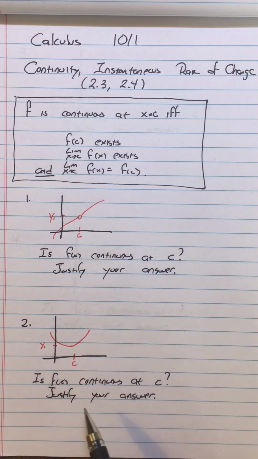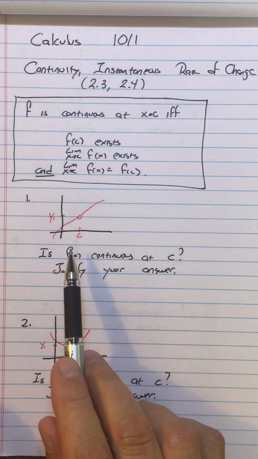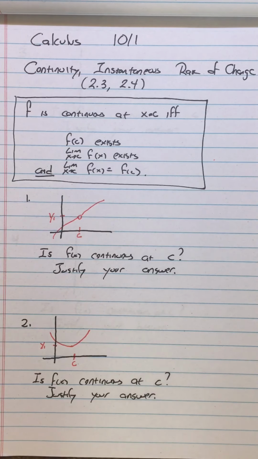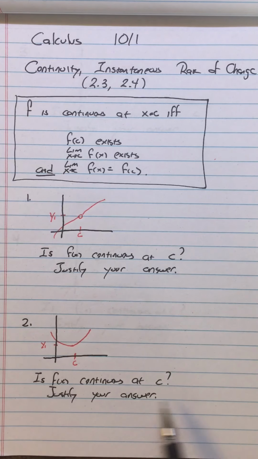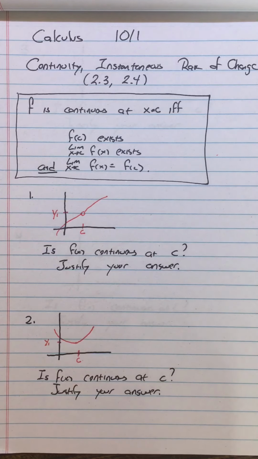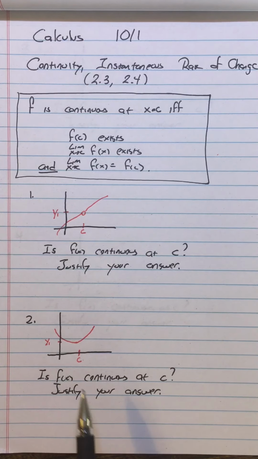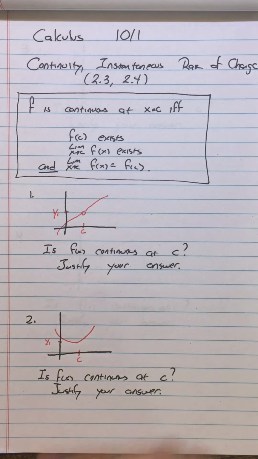So here's our first two questions. I have a graph and I'm asking if f of x is continuous at c, justify your answer, and another graph and I'm asking the same question. Is f of x continuous at c, justify your answer. You should take a moment to see what you can come up with on that, and then I'll share my answers as soon as you come back. So I'm now assuming you have made an answer to this question, and you are back. Is f of x continuous at c or not? No. All right, no.